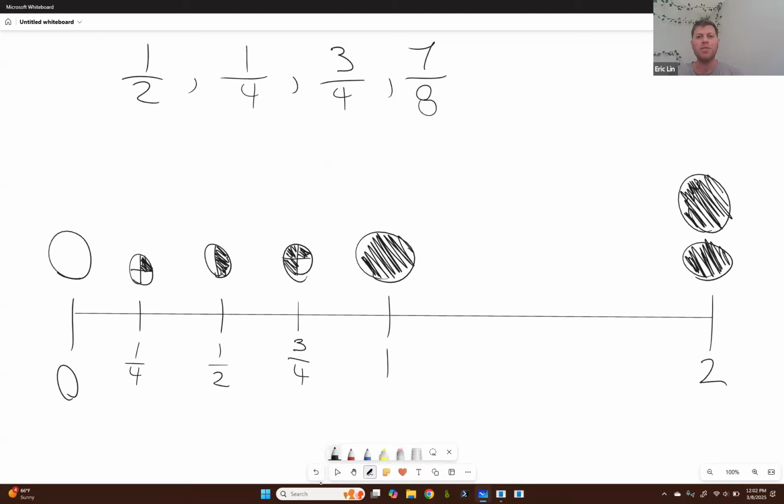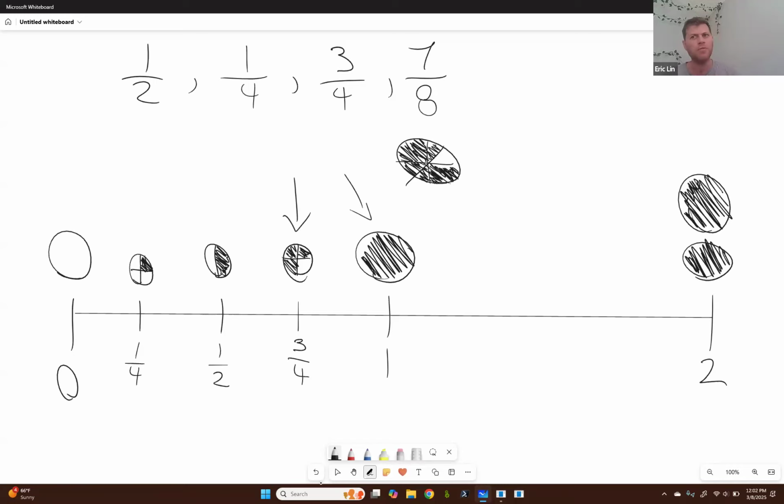Okay, 7/8. This one's really going to test me as far as drawing. Okay, so there's 8 pieces. I cut it into 8 pieces. I'm going to shade 1, 2, 3, 4, 5, shade this one 6 and 7. Shading 7 pieces. If I look at that, that looks like it is more shaded than 3/4.